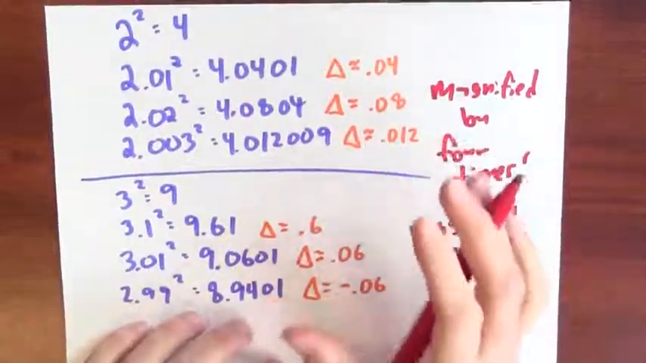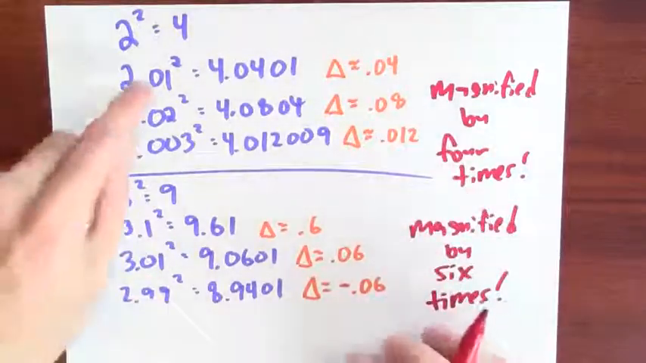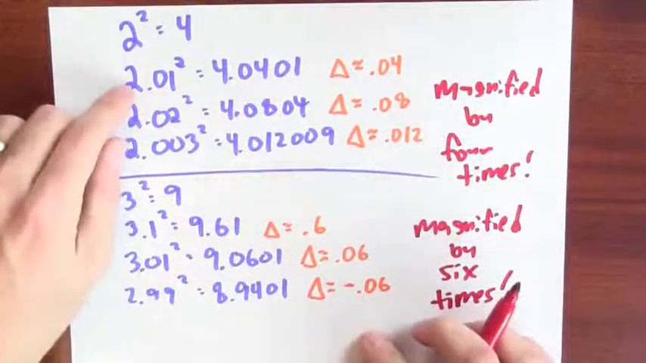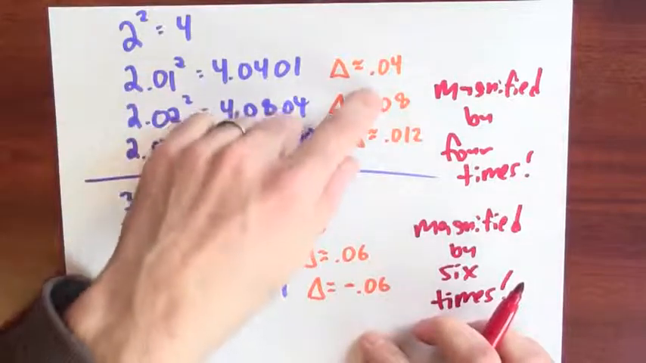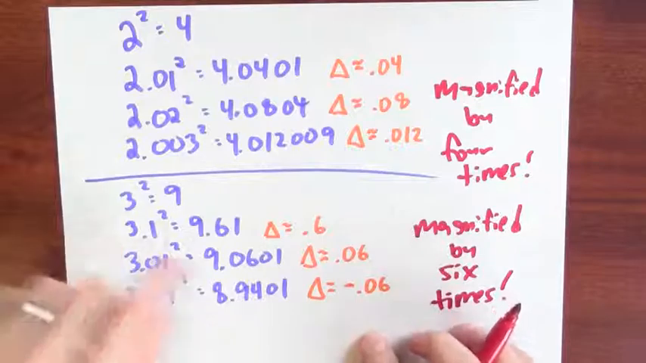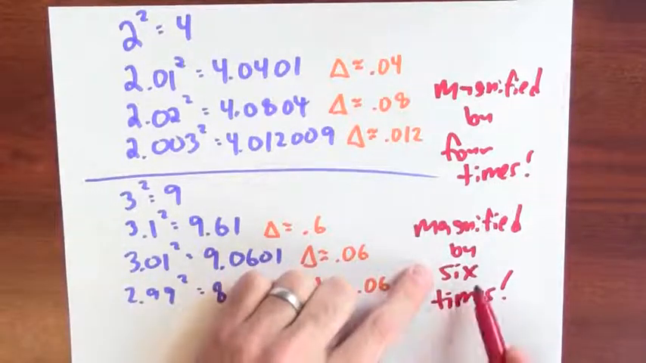So the important lesson here is that the extent to which wiggling the input affects the output depends on where you're wiggling. If you're wiggling around 2, the output is being changed by about 4 times as much. If you're wiggling the input around 3, the output is being changed by about 6 times as much. Instead of doing just a few numerical examples, let's generalize this by doing some algebra.